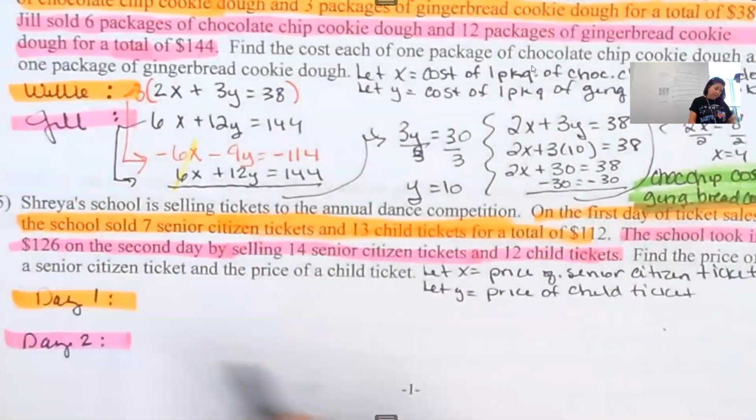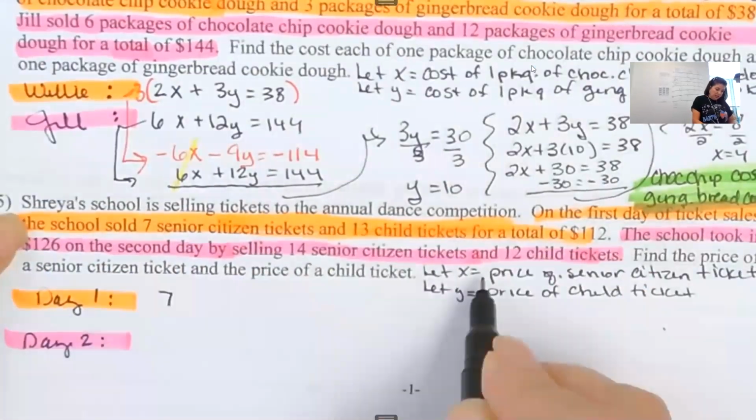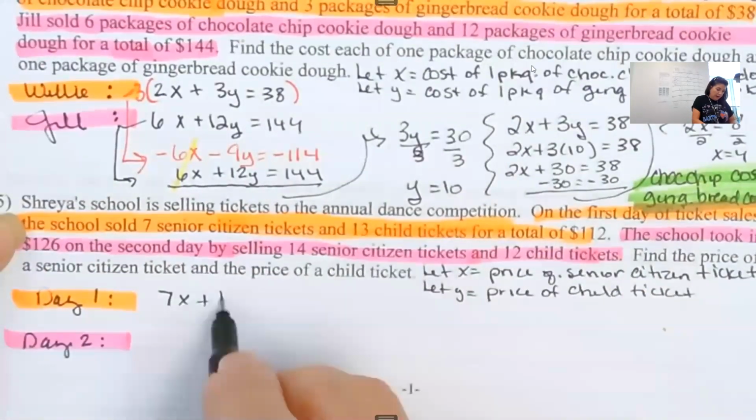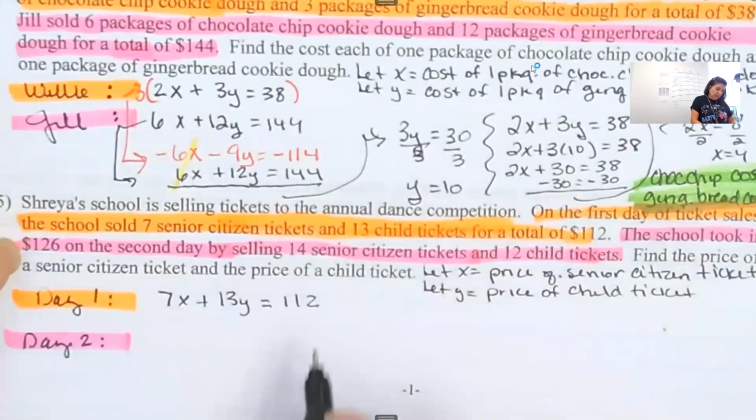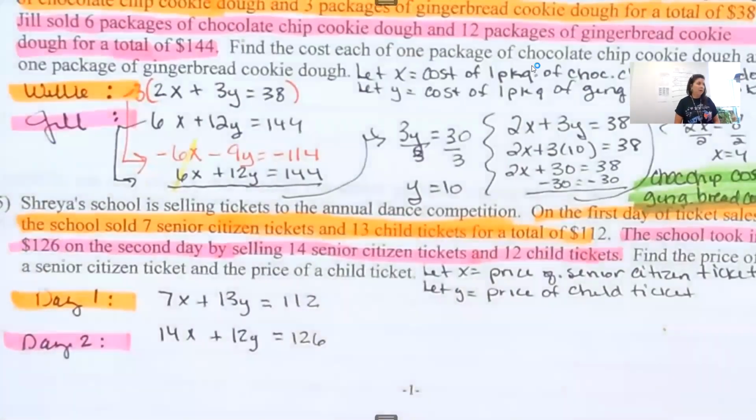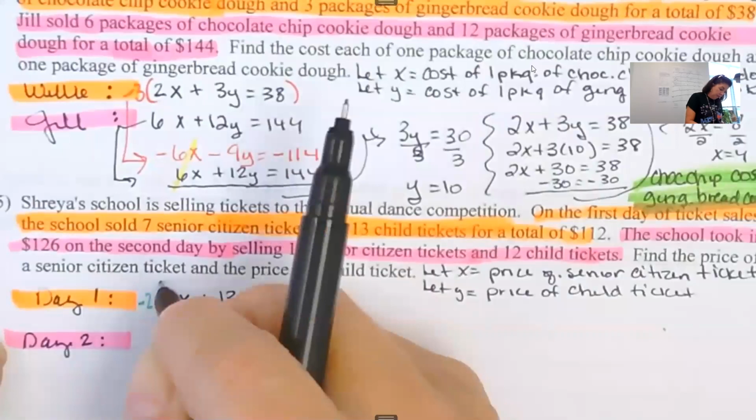So day 1, 7 senior citizen tickets sold, so 7x plus 13 child tickets, so 13y for a total of $112. Y'all agree? Day 2, total $126. They sold 14 senior citizen tickets, so 14x plus 12 child tickets. 14x plus 12y equals 126. Y'all down with that? I'm going to use elimination. What's going to be easier to eliminate, x's or y's? You know it, by multiplying the top equation by -2.